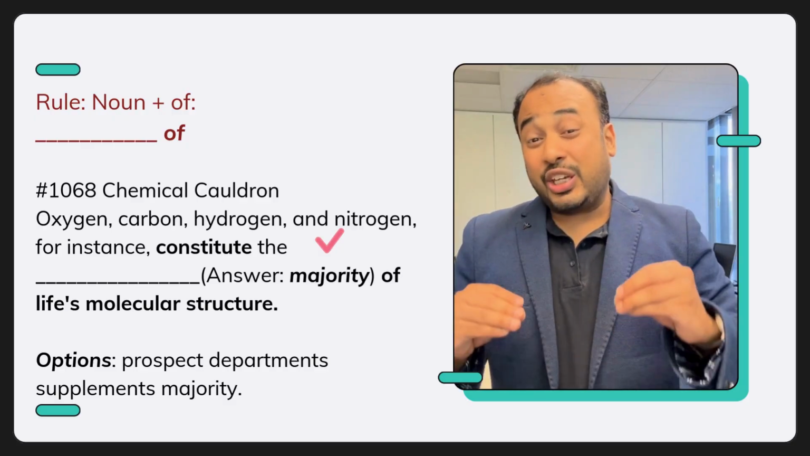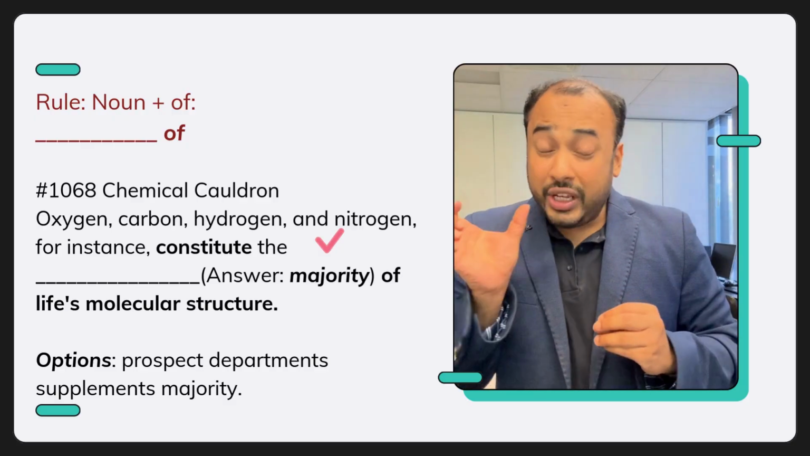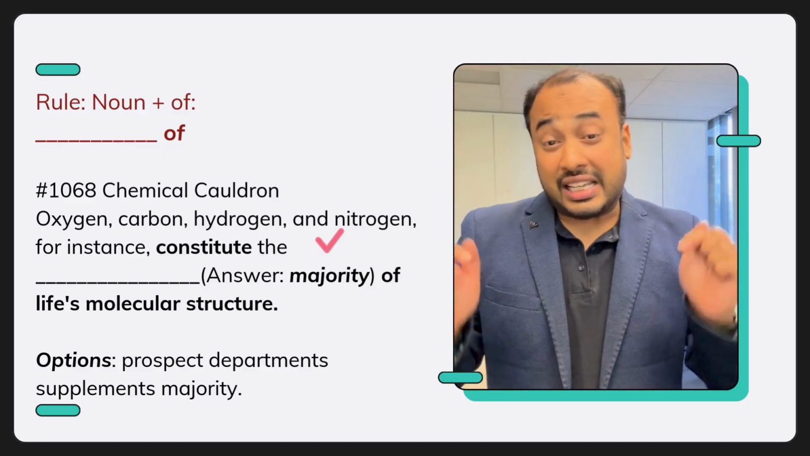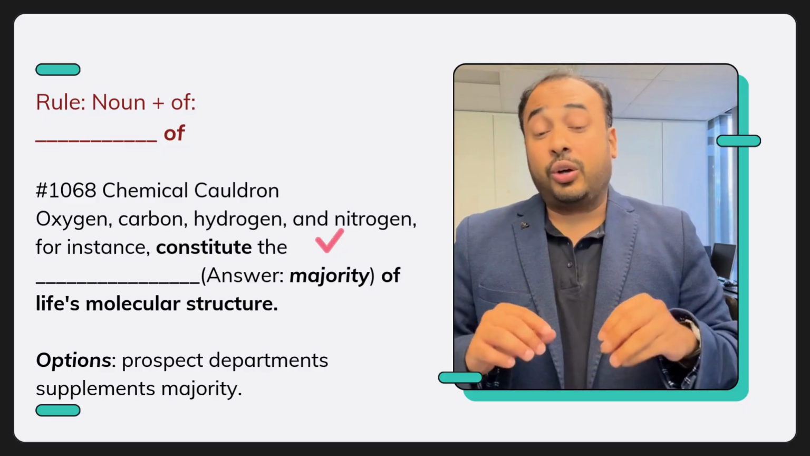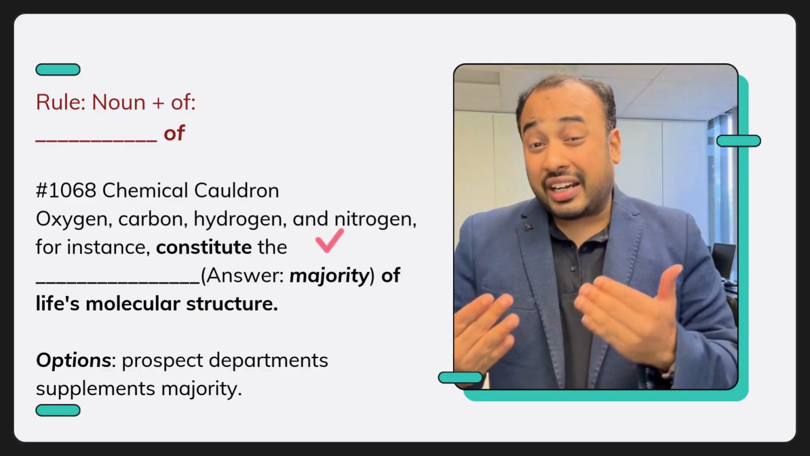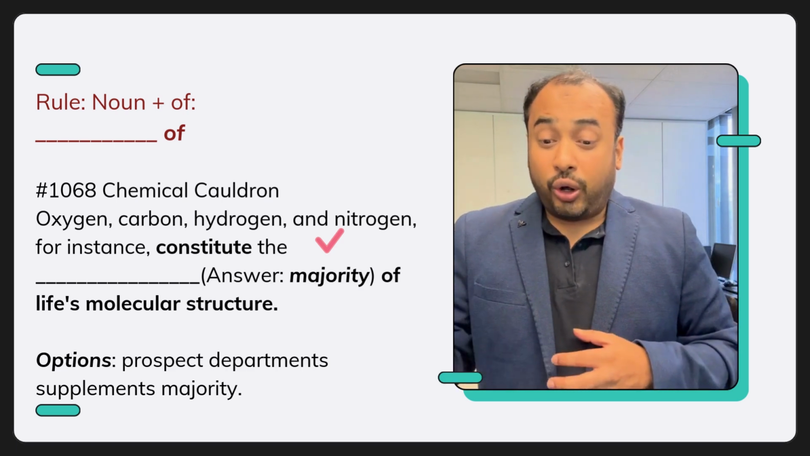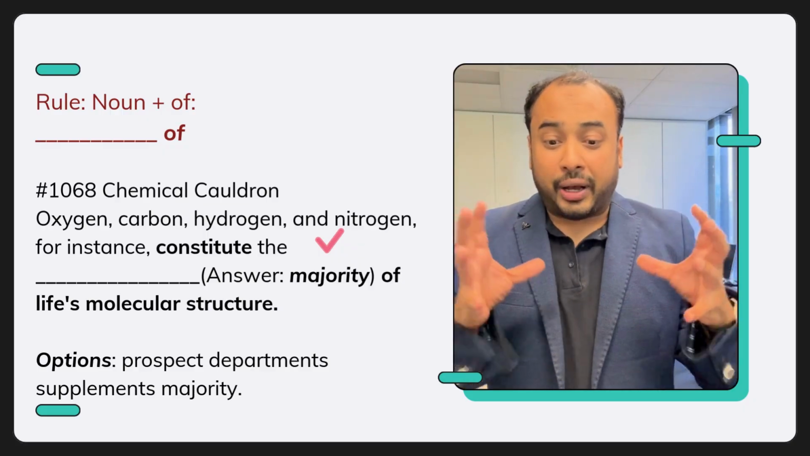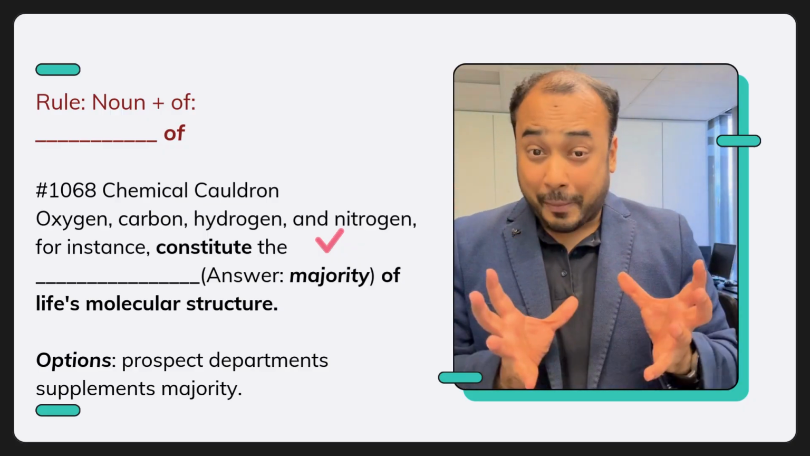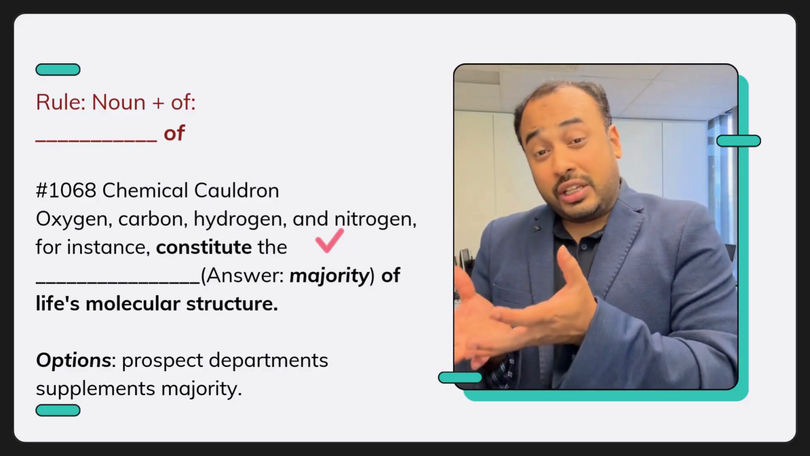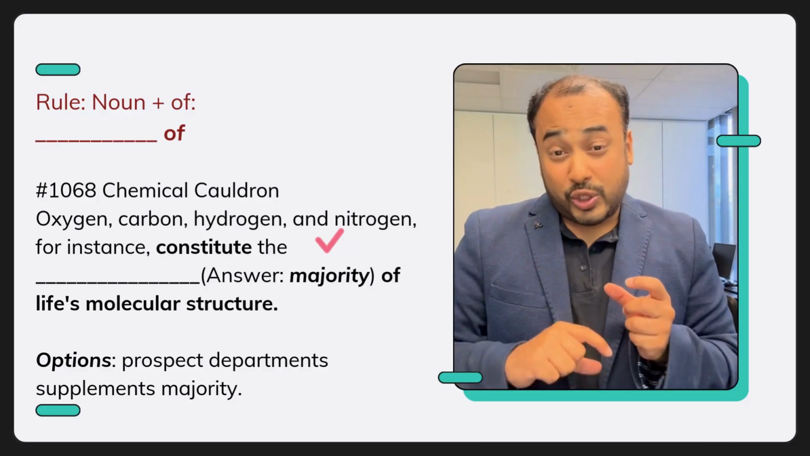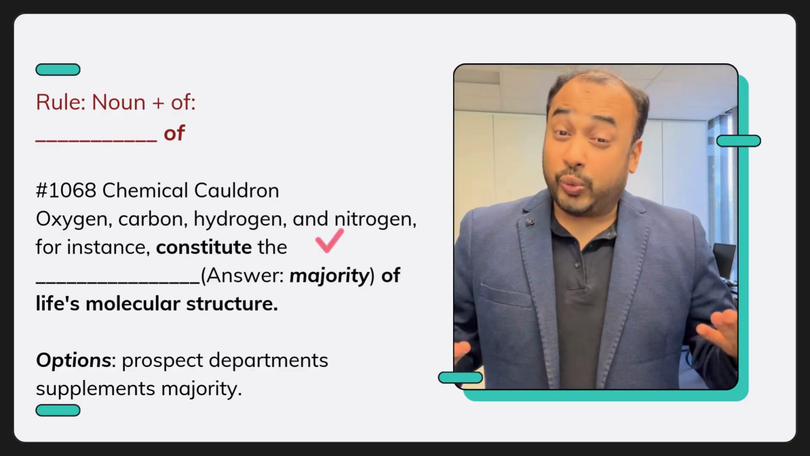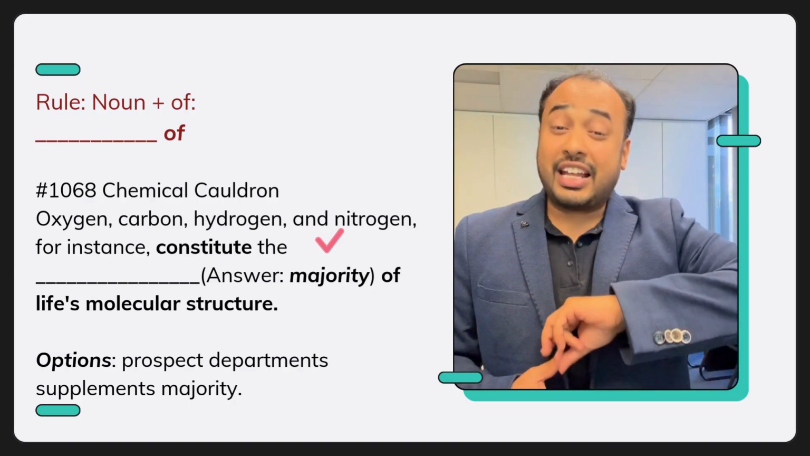Now, this is where you need to know the word meaning. Which word best fits with this particular sentence, because they're all nouns here. So ultimately, if you read through them, the correct answer would be majority. All these are the major components or major part of life's molecular structure. So what we're trying to teach you here is that when you're trying to make a guess, try to pick a noun, plus you have to know the word meaning as well. Okay, let's try another example.